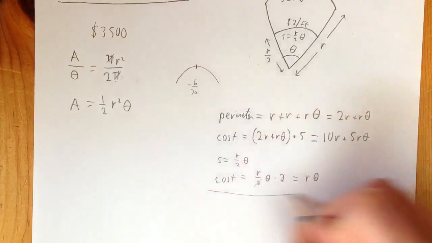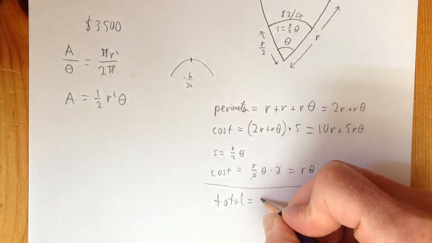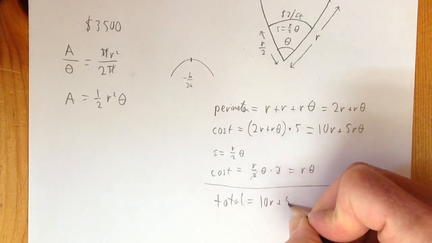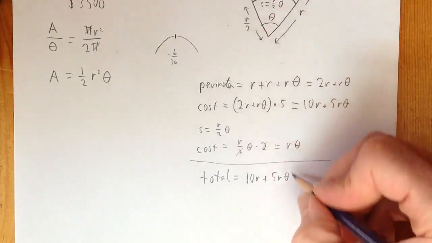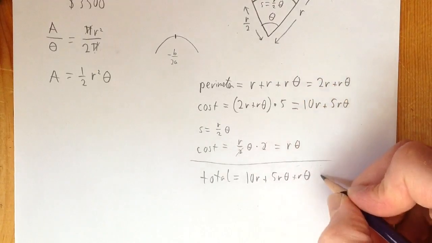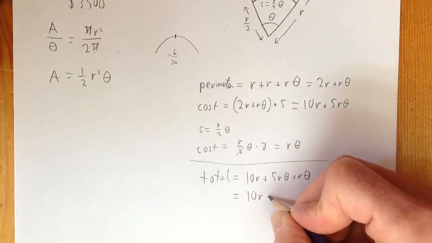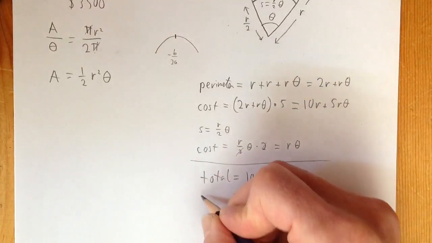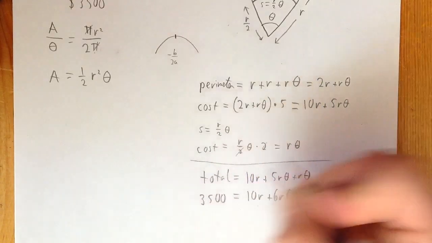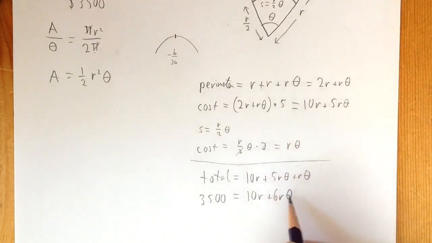So the total cost then, we just add those up. Total cost is 10r plus 5r theta, that's for the perimeter, plus this little part here, that little circle we just worked out, plus r theta. So that's equal to 10r plus 5r theta plus r theta, which is 10r plus 6r theta. And we know that that's equal to 3,500. That's what we have. So 3,500. And I think we got to always check units. I think everything is in feet. They didn't try to fool us. Everything's in feet. We know our angles, we're going to do radians.